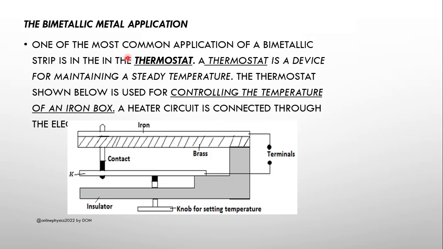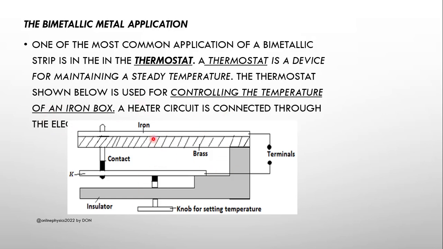Then the next part we want to look at is the bimetallic strip. One of the most common applications of the bimetallic strip is in the thermostat. A thermostat is a device for maintaining a steady temperature. The thermostat shown below is used for controlling the temperature of an iron box. A heater circuit is connected through the circuit there. So you can check this figure here.